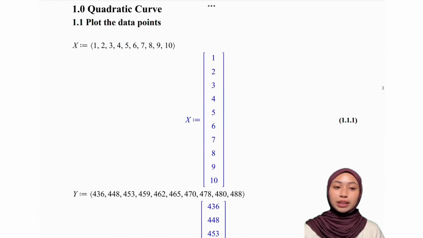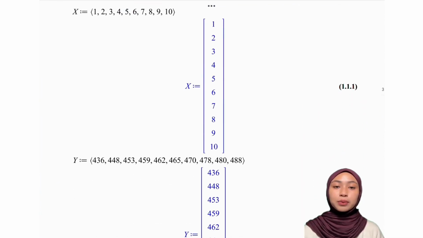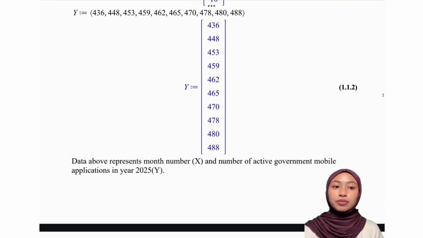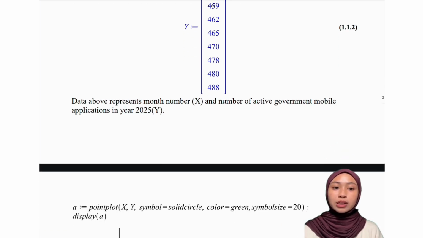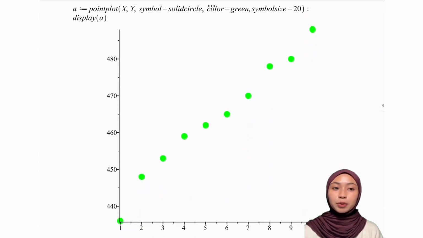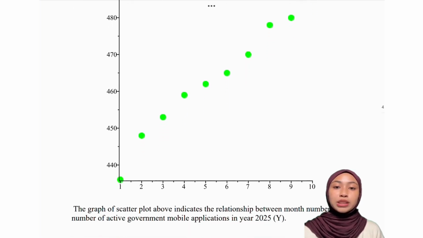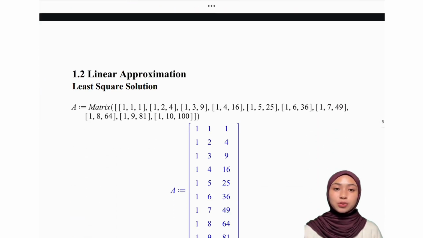Firstly, we plot our data points. We started by setting up our input vector x for months 1 through 10 and our output vector y for the application counts. To see the trend, we made a scatter plot using the pointplot command. As you can see in the graph, the data points show a clear upward trend with a slight curve rather than a perfectly straight line. The scatter plot above indicates the relationship between month number, which is x, and number of government apps, which is y. Next up is the least squares solution.